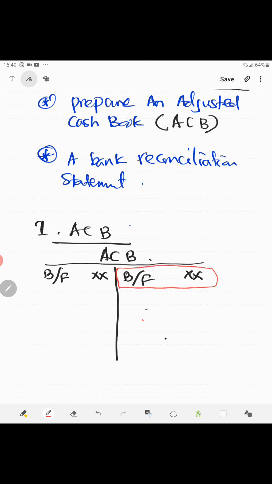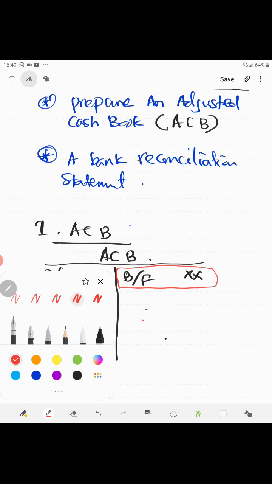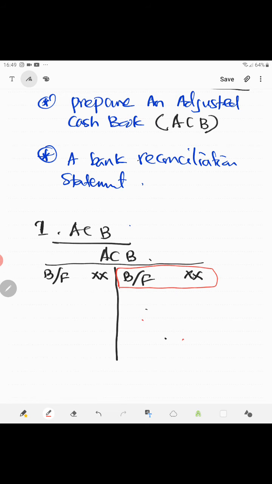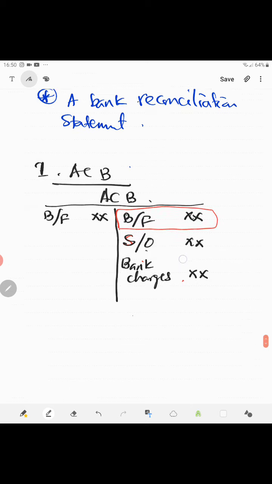So it can be either a favorable balance or a credit balance, debit balance. Or I mean overdraft balance, unfavorable balance. So once we start with that, we may then incorporate standing order. Standing order is a payment, so I will credit in the cash book. Bank charges, again it is a payment nature, so I will credit the cash book.